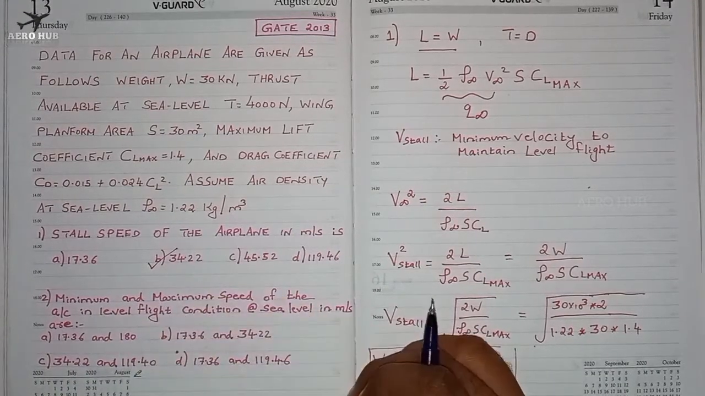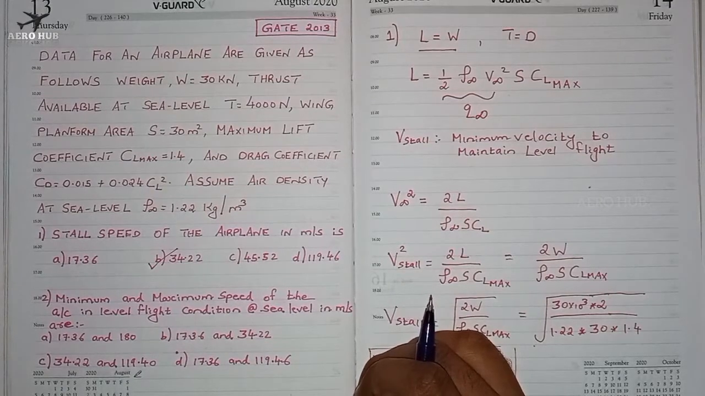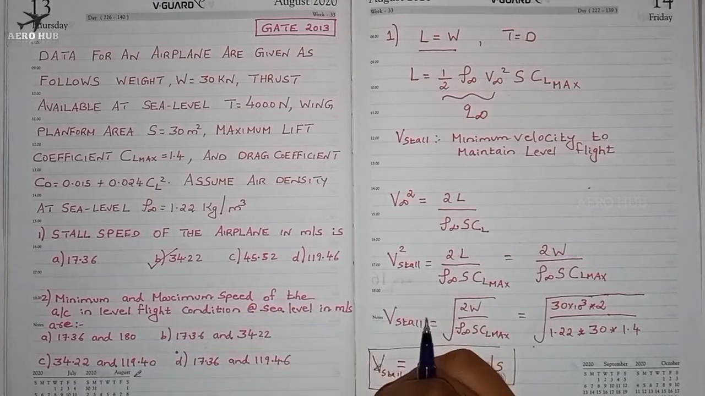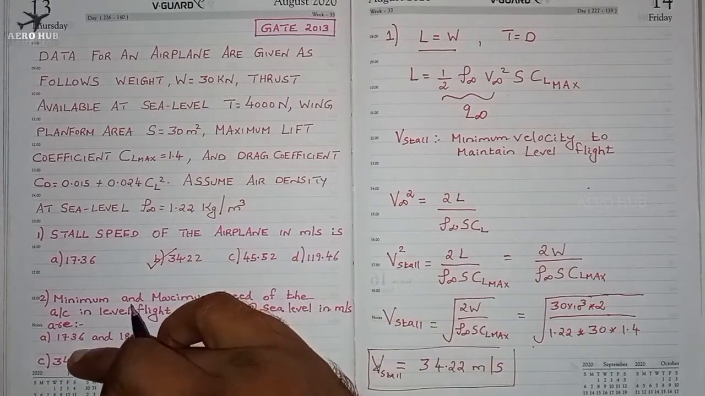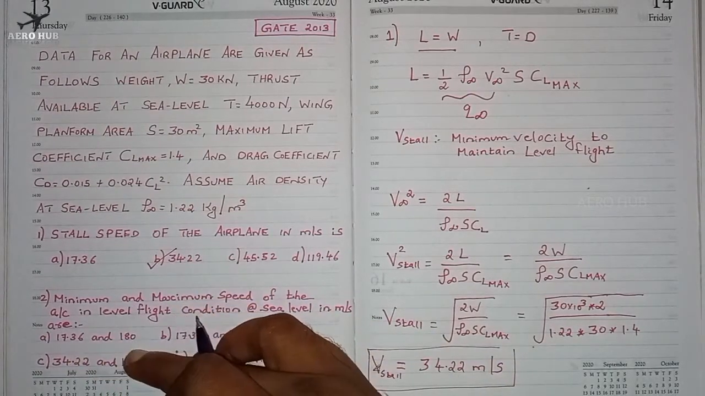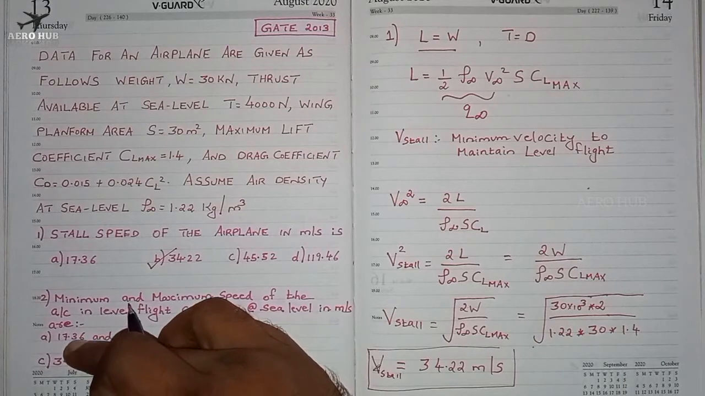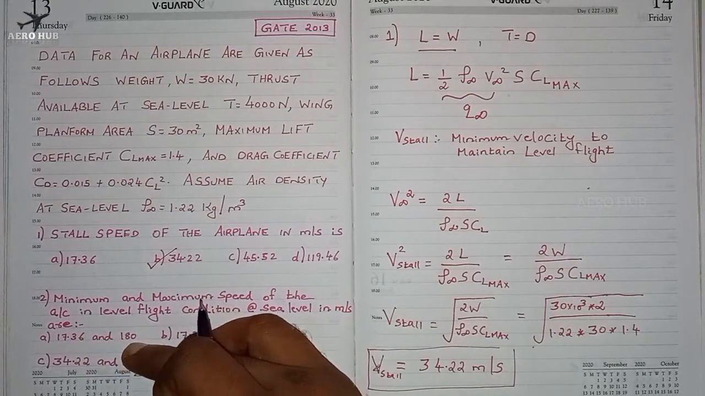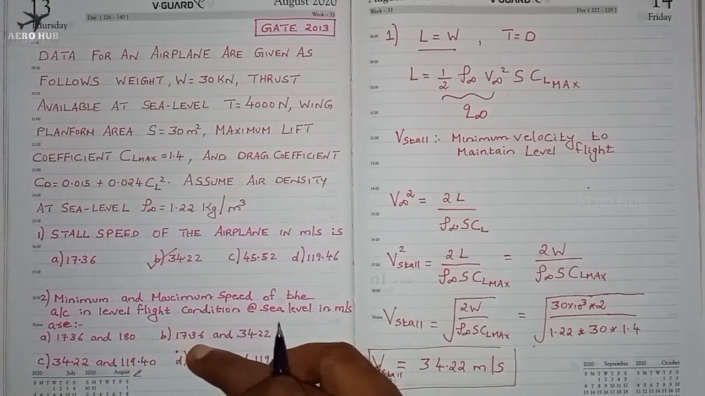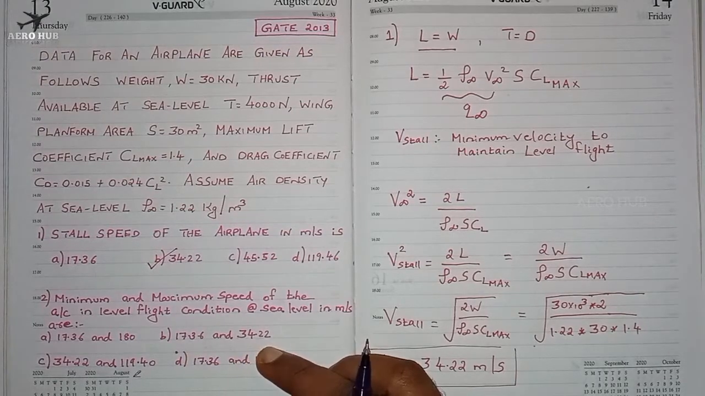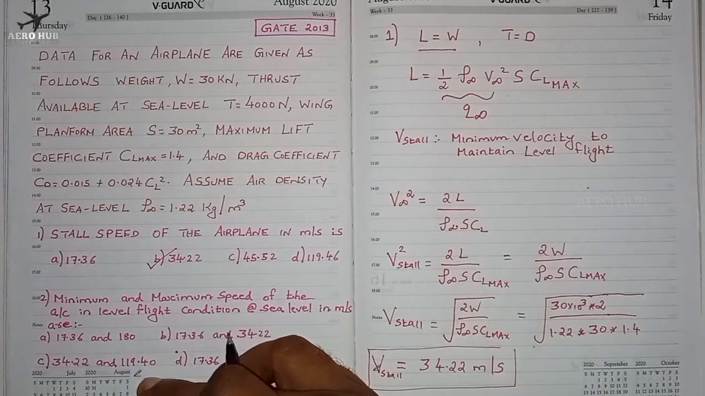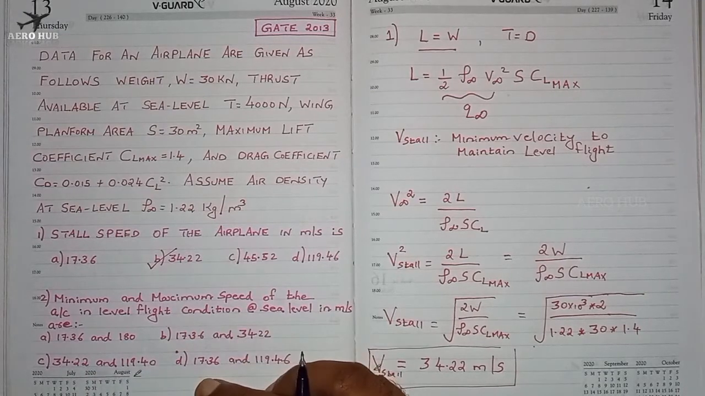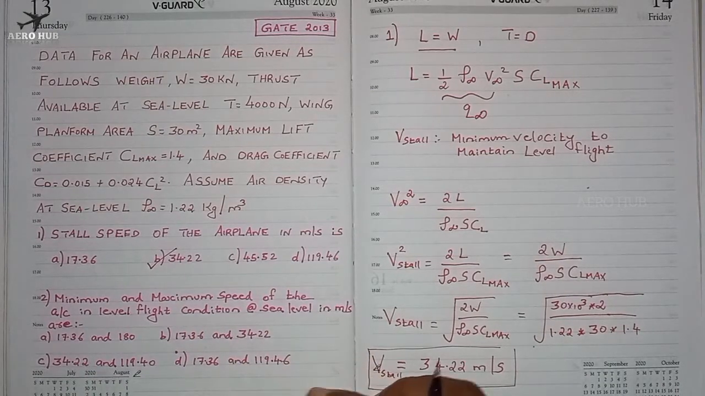Second question, the minimum and maximum speed of the aircraft in level flight at sea level in meter per second are. We have option A 17.36 and 180, where the first number is minimum speed and the second is the maximum speed. Option B 17.36 and 34.22. Option C 34.22 and 119.40. Option D 17.36 and 119.46.